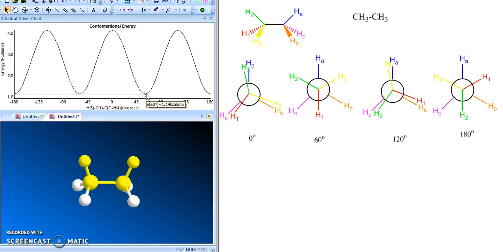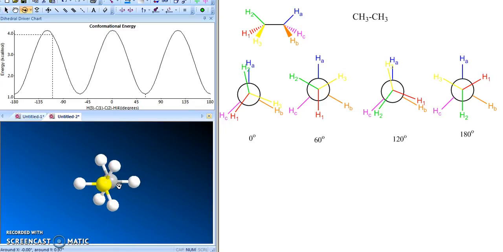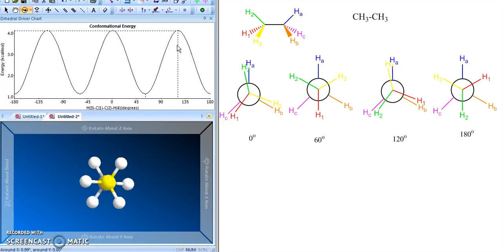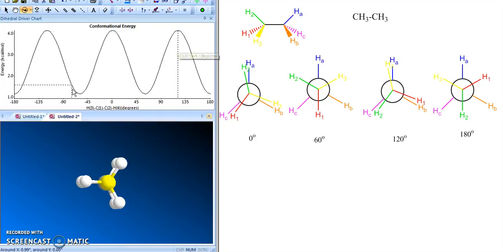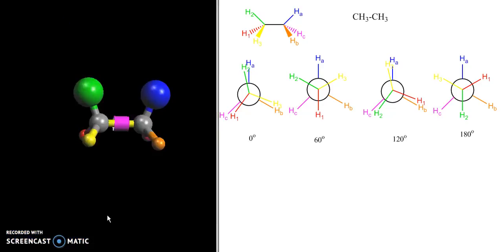I can actually click on here, the low energy, it puts it in the staggered conformation. I can rotate this so you can see that that's staggered. If I go to one of the high energy conformations, you can see it's eclipsed. This is staggered, eclipsed, and in between is somewhere in between. I want to look at how things would be different if we change from ethane to butane.